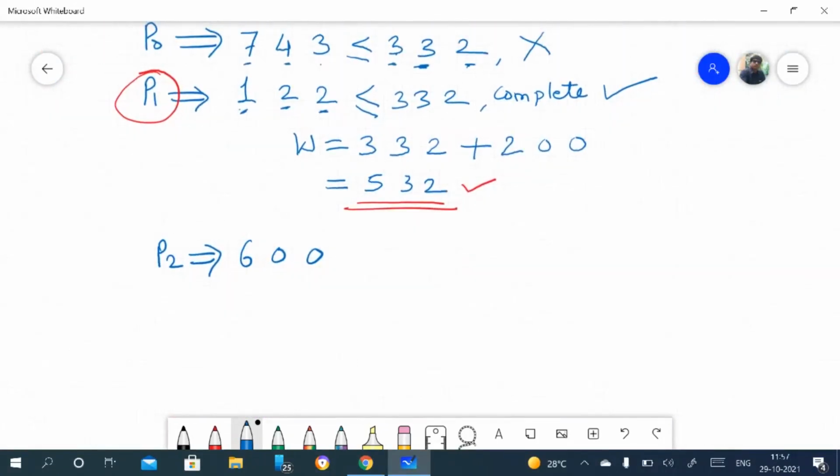And we have in our hand 5, 3, 2 now, because previously it was 3, 3, 2. Now currently we have 5, 3, 2. And if you check this, this is again false. So this process will not execute, right? So we'll go for P3 then.